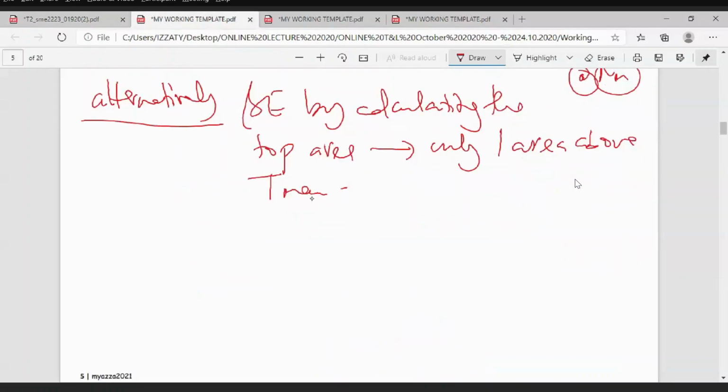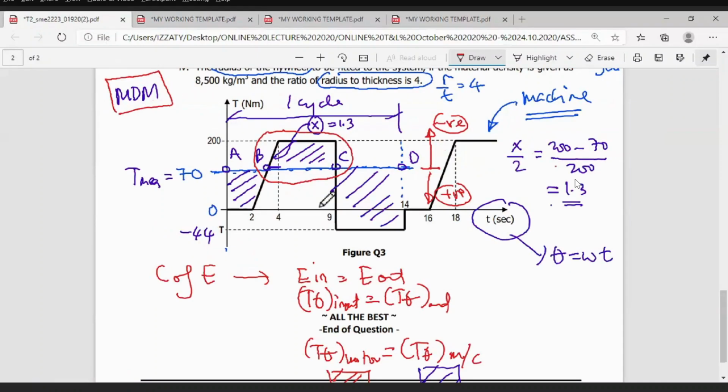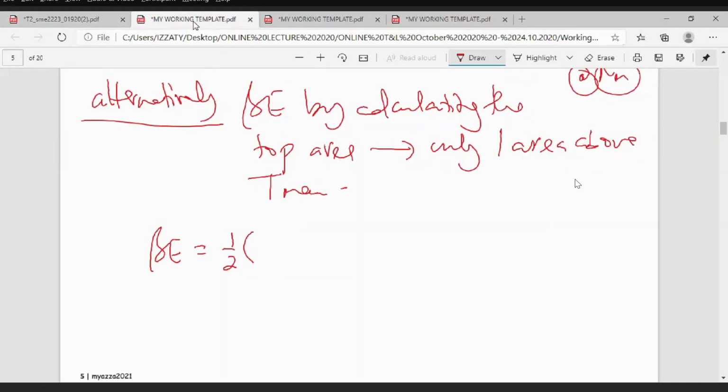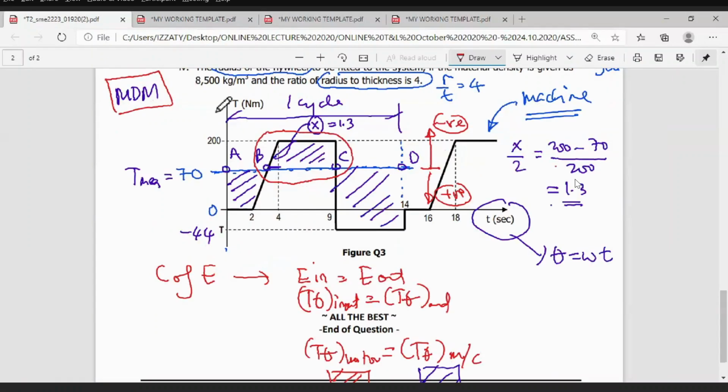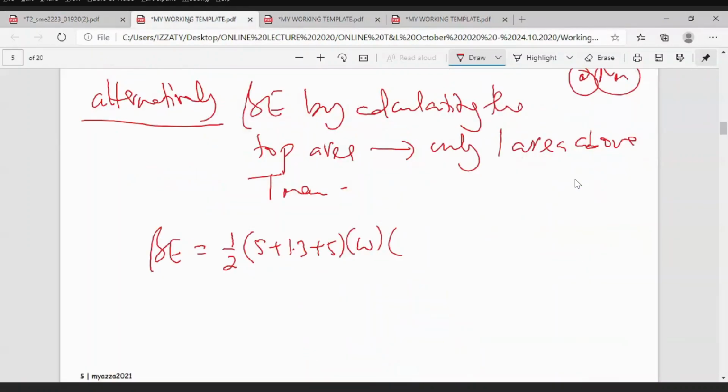We can calculate the one by using beta A now is equal to what? Can you calculate for me that, class? What is that one? That is half the trapezium, isn't it? It looks very much like the trapezium. So how is it? 5, this one 5, 1.3. So we have 5 plus 1.3 plus another 5 multiplied by omega multiplied by the height, which is 200 minus 70. You work out this one, you'll be getting, inshallah, the same result as what you calculated earlier.